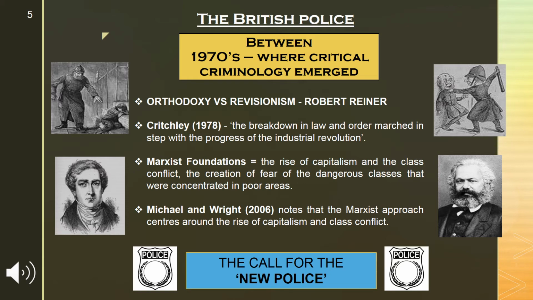Michael and Wright 2006 note that the results of the Marxist approach suggest it centres around the rise of capitalism and class conflict, and the creation of fear of the dangerous classes that were centred in poor areas. With capitalism requiring the labour force to be subject, tighter discipline during this period was inflicted. Many criminologists question whether they are in fact echoes of today. They also argue that the orthodox were wrong in the lack of appreciation of the rational opposition. However, the revisionists did overemphasize the continuing working class opposition.